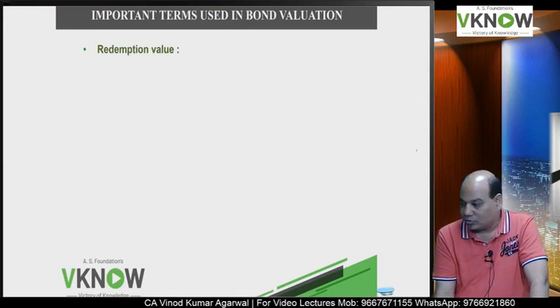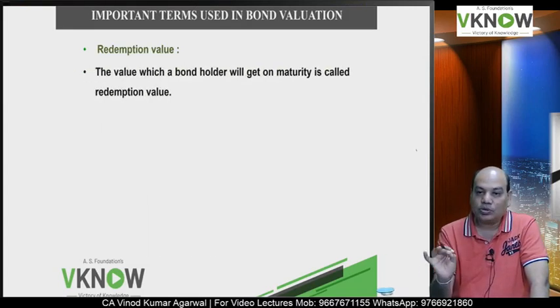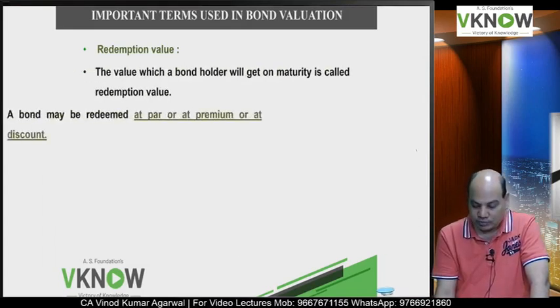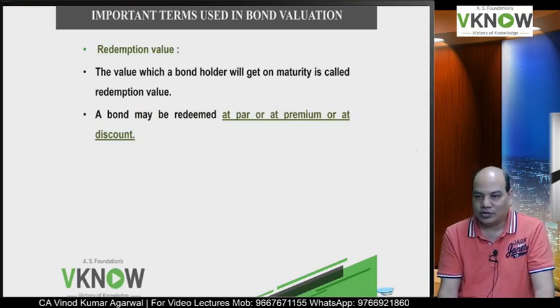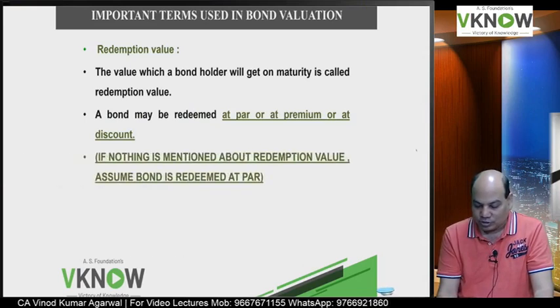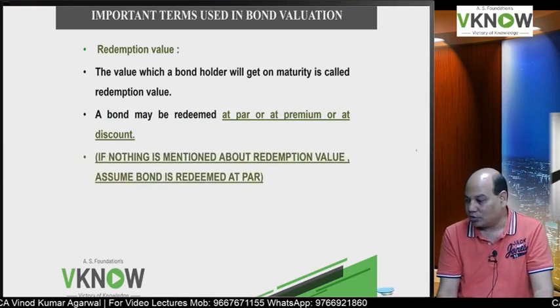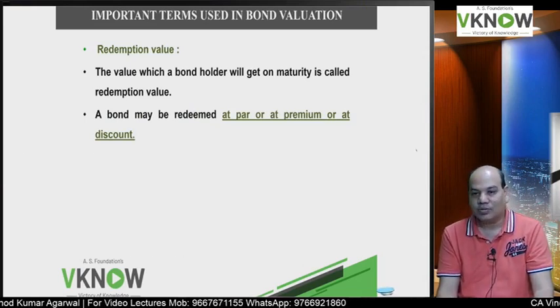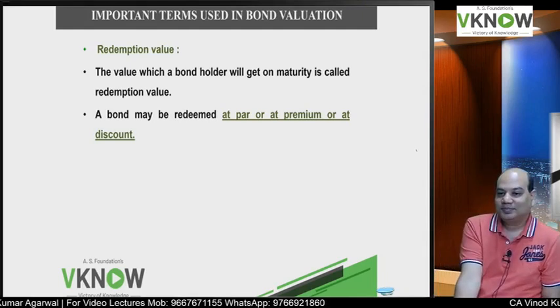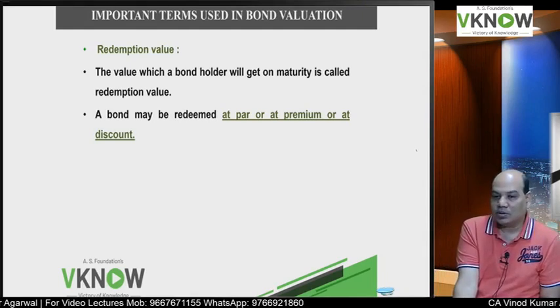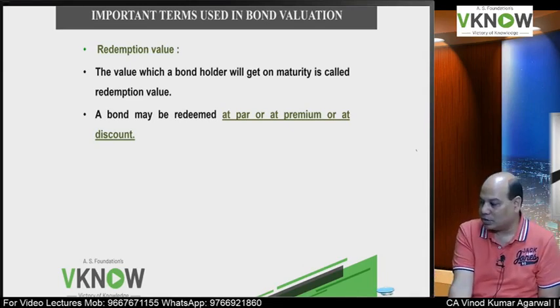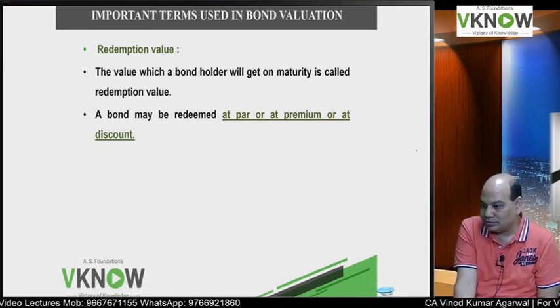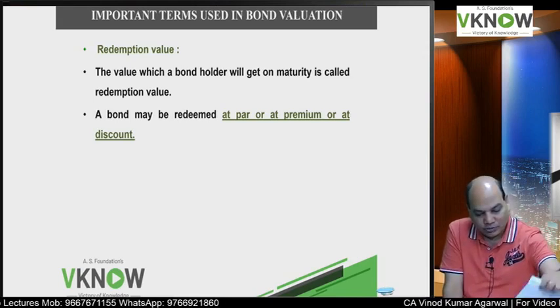Now the next is redemption value. Very easy. Redemption value means the amount which the bondholder will get on maturity date. So redemption can be either at par or at premium or at discount. Now the question I am going to ask: if the question is silent about redemption value, what will you assume? Par, premium or discount? Reply fast.